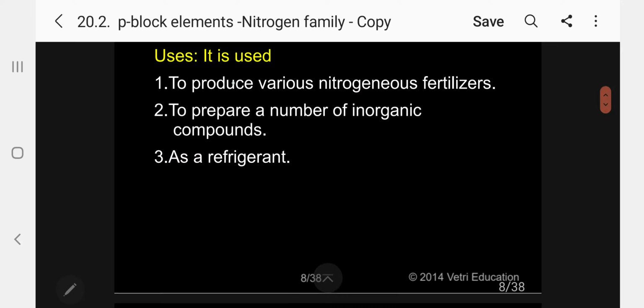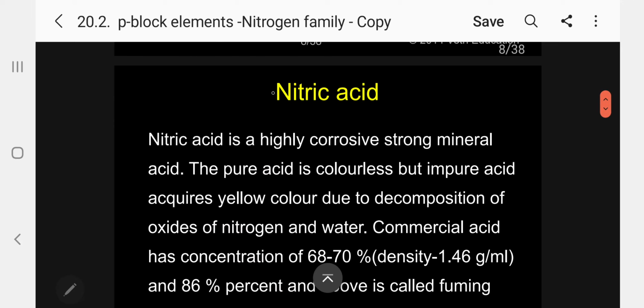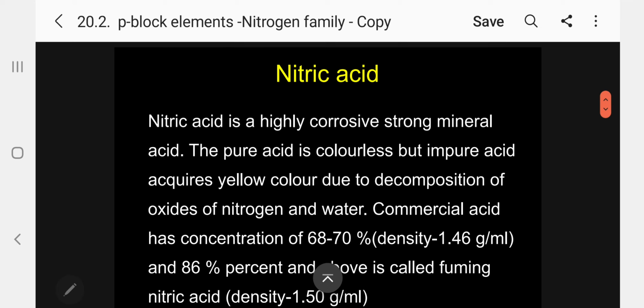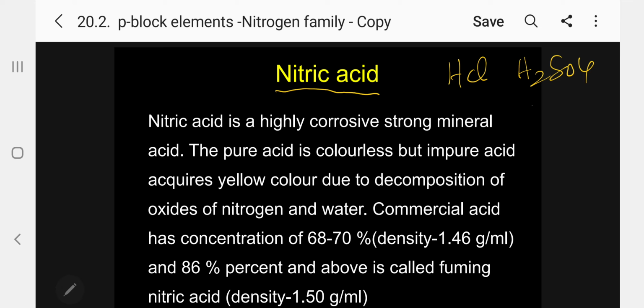Kindly follow. Let me go to the most important compound of nitrogen, nitric acid. Dear students, you should be very careful. There are 3 mineral acids available in inorganic chemistry. One is HCl, another is sulfuric acid, and the third is nitric acid.